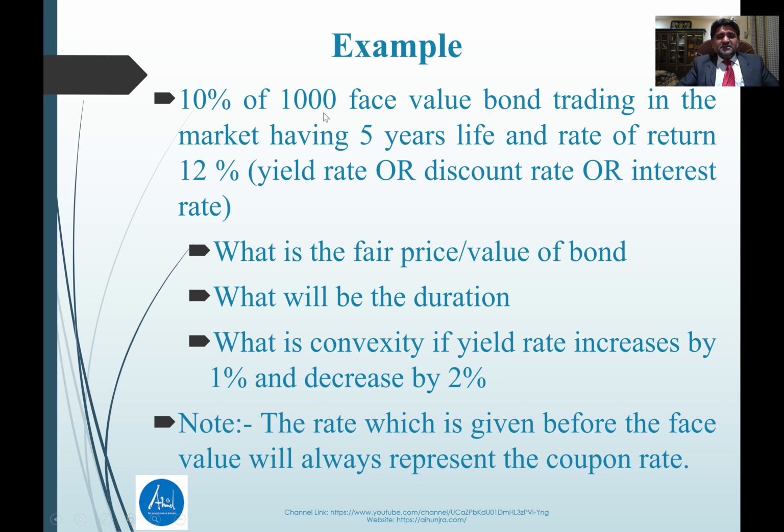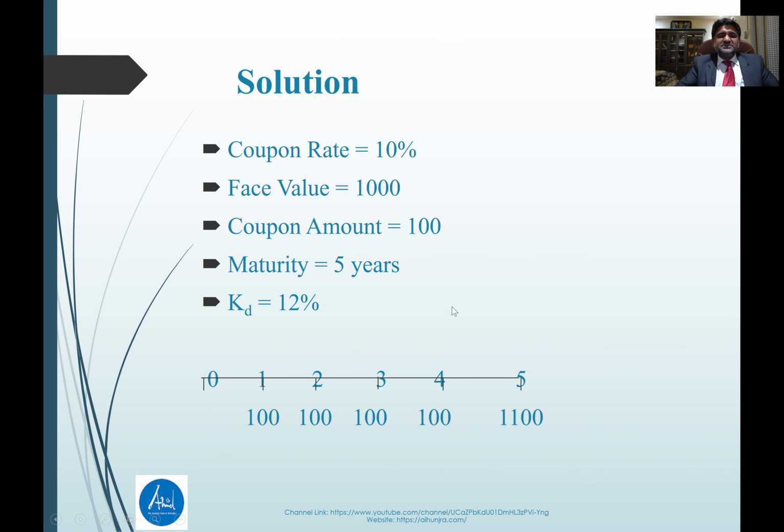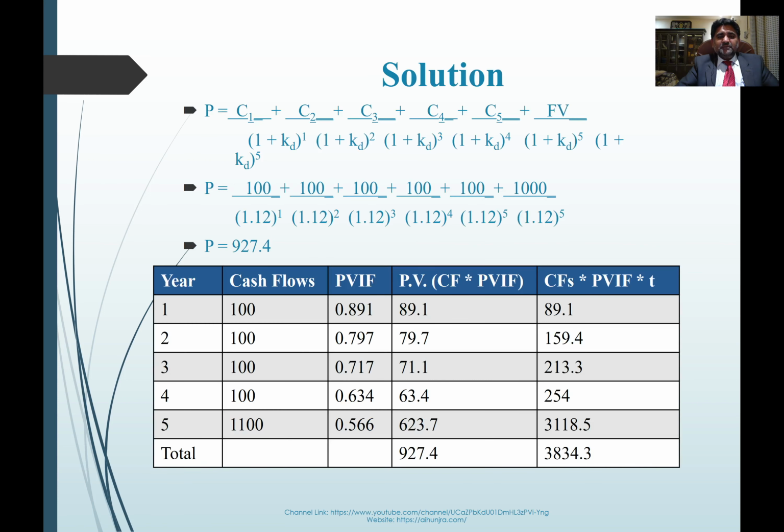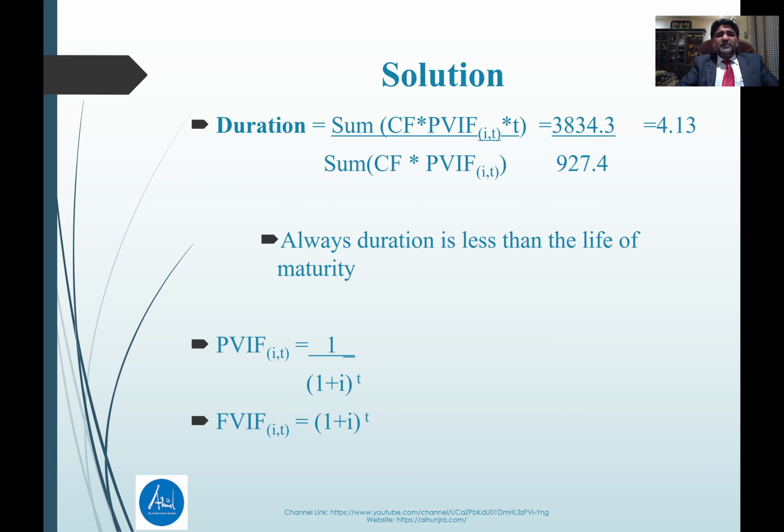And what is the face value? That is $1000. So the second point is, what will be the duration? What is the duration of a bond? Duration is the average life of the bond. So the formula of duration is the sum of cash flows multiplied by the present value interest factor multiplied by T, whole divided by the sum of cash flows multiplied by the present value interest factor. What is this? That is the price, the present value, meaning the price of the bond, that is 927.4.